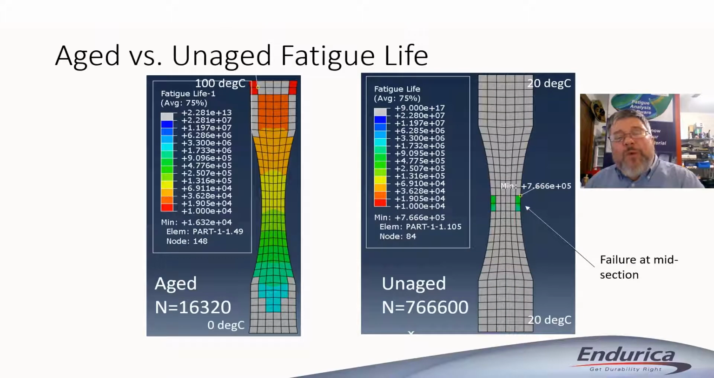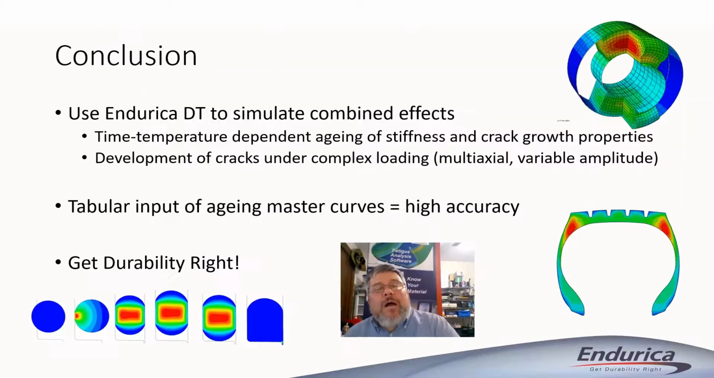We can compare that to what would happen if we did not age the specimen. If we don't age the specimen, then as you would expect, we see the failure at the midsection of the part. And of course, the fatigue life is quite a bit longer, almost 800,000 cycles, versus when we have the aging, where we get a grip failure at about 16,000 cycles. So when we include the aging effect, we can account for changes in failure mode, and we can account for time-dependent evolution of the material properties. So that is the new capability.